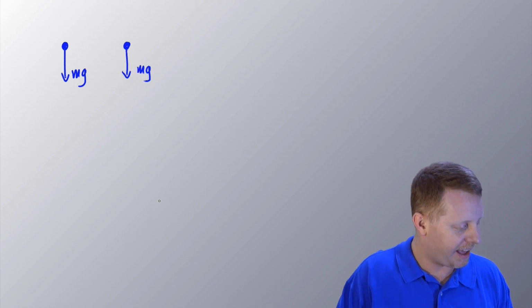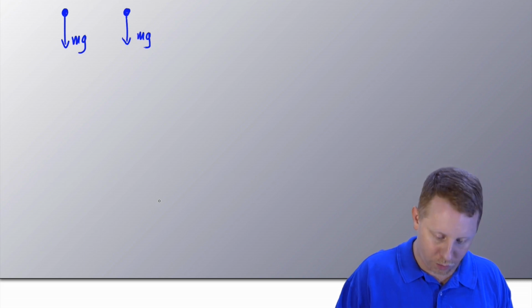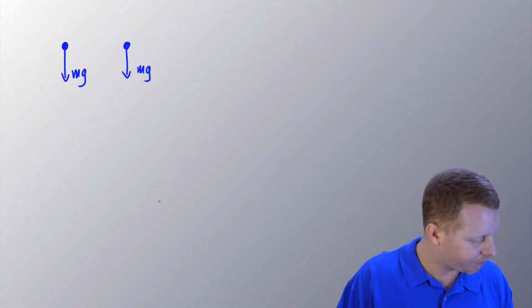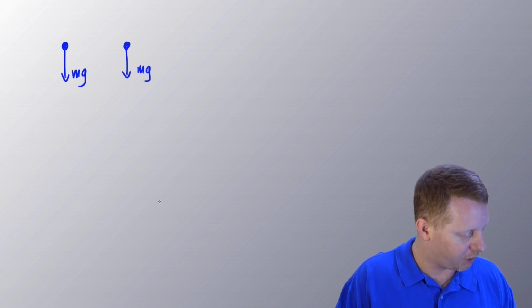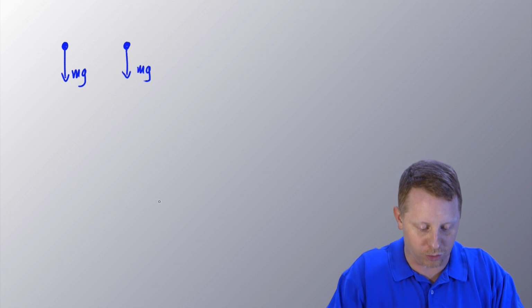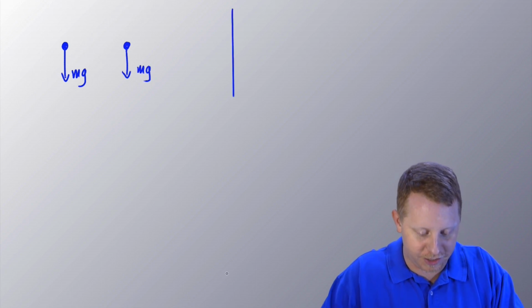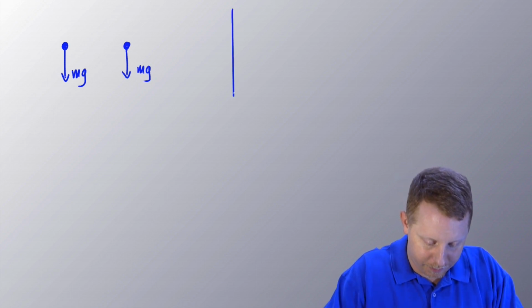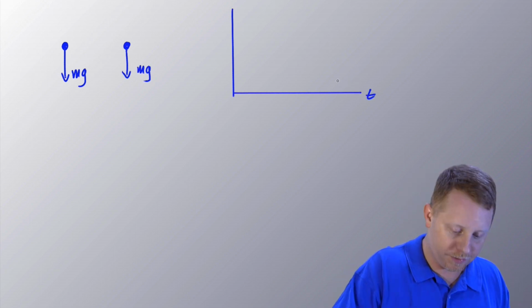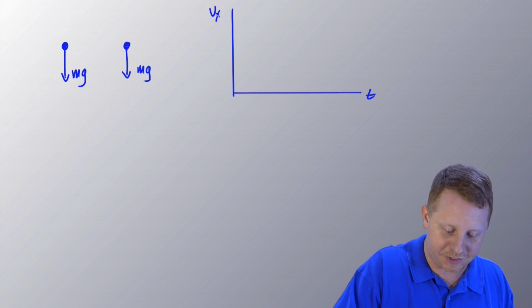Now, on the axes below, sketch and label a graph of the horizontal component of the velocity of sphere A and sphere B as a function of time. The horizontal component of velocity, well, this should be a pretty straightforward graph. I'm just going to sketch it in very quickly here. Function of time, we've got the horizontal component of velocity here.